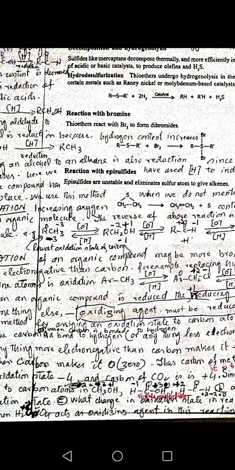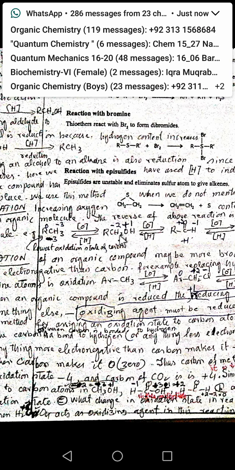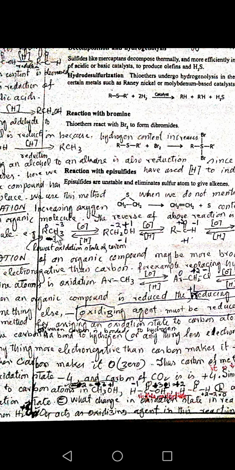And in the reverse reaction, what happens? Increase in the hydrogen content is called reduction. Removal of the oxygen is called reduction. And decrease in oxidation state is called reduction. So in the reverse process, when primary alcohol is changed into the alkane, this process is reduction, and it is oxidation in the forward direction.